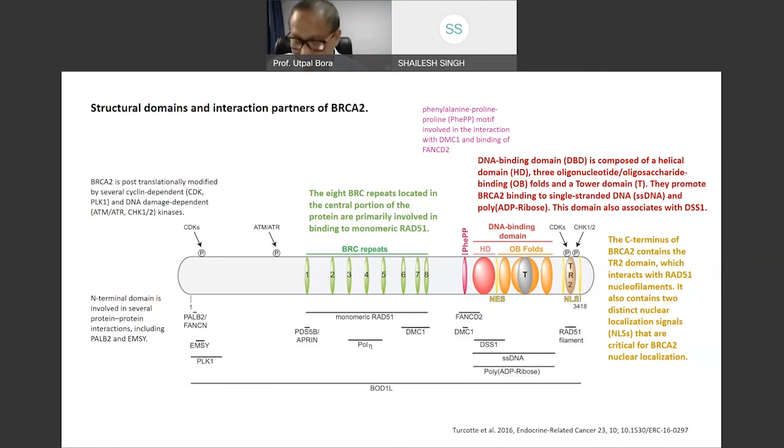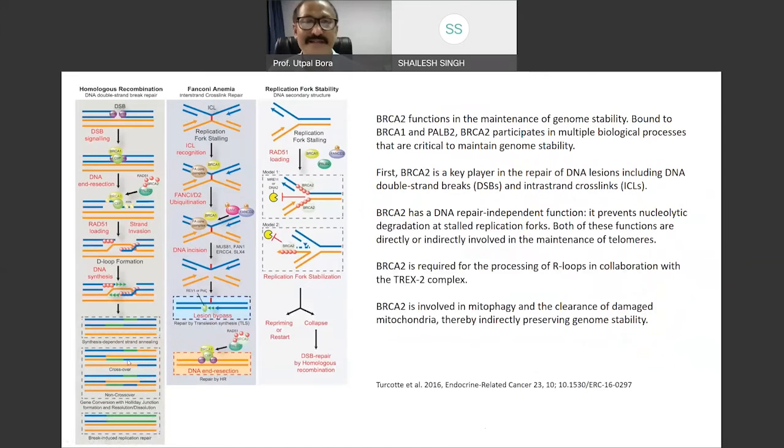Let us move to the next slide. Now, BRCA has a lot of biological functions. Number one is its involvement in homologous recombination, and here it does not act alone. It acts in collaboration with many other players. The second function, you can see, is that it takes care of intra-strand cross-linking.